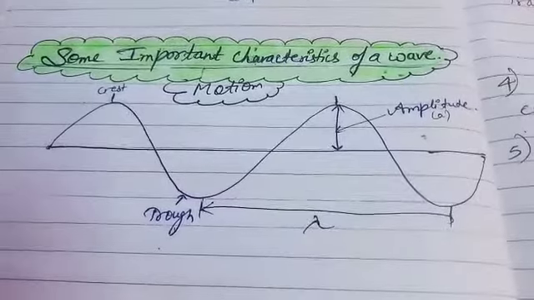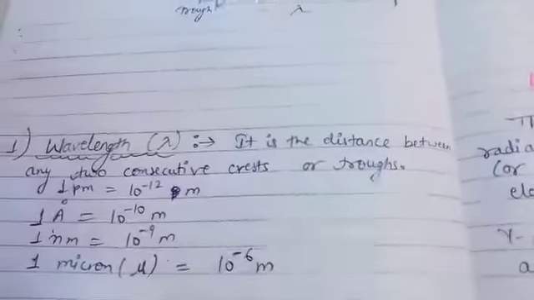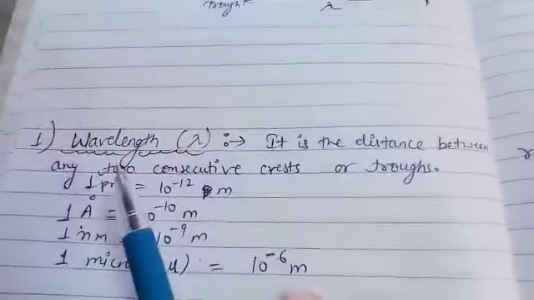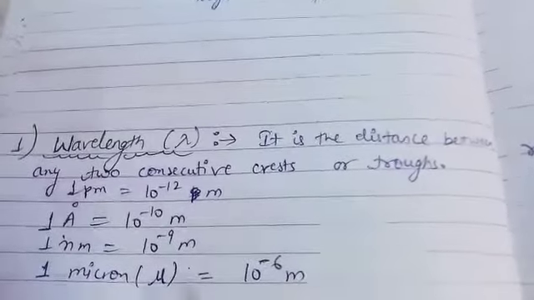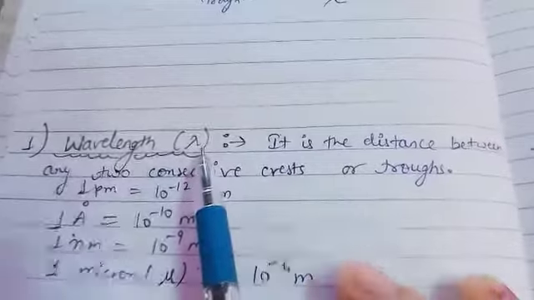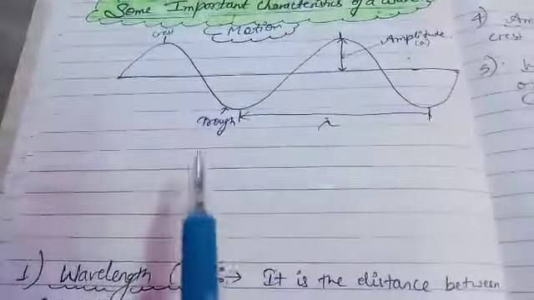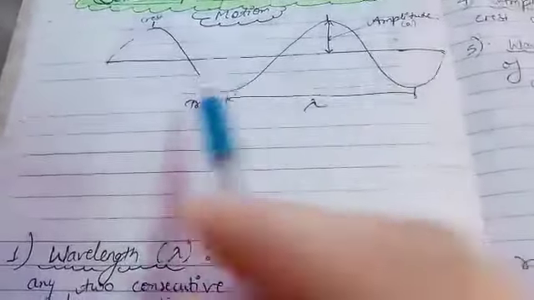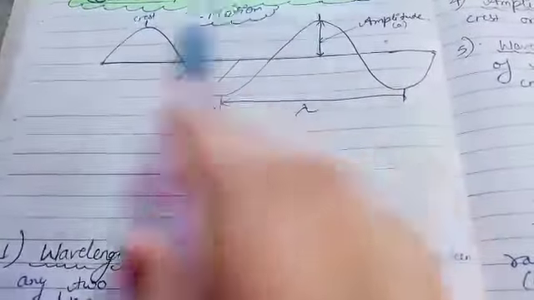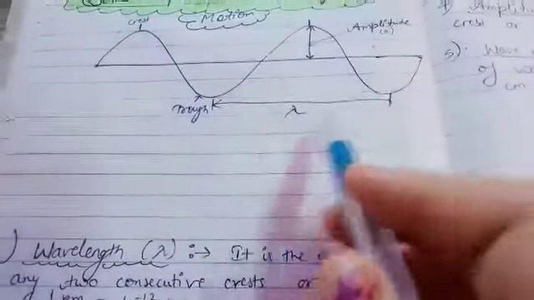Now some terms are related to this motion. The first one is, and you have to learn because it is important, especially their conversion is important, wavelength. That one is represented by lambda. And what is wavelength? Simple, it is the distance between any two consecutive crests, or any two consecutive troughs. That one is known as lambda.